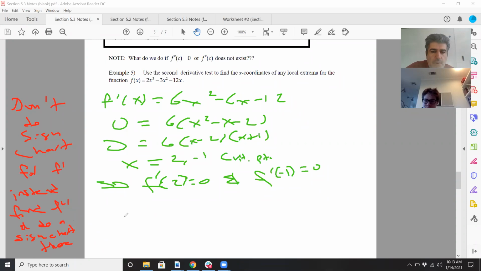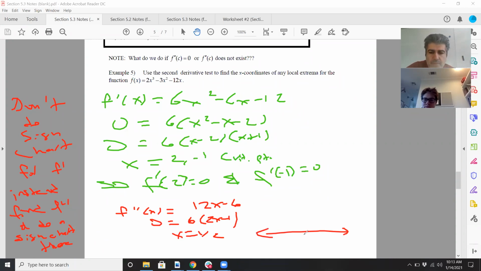So if I find f double prime, that's easy. That's going to be 12x minus 6. Set that equal to 0, factor out a 6. x is a half, and you do a sign chart there. You're doing this for the second derivative, by the way. It's positive here and negative here.